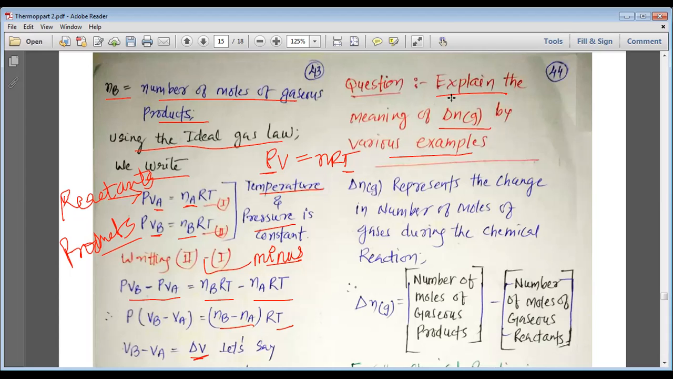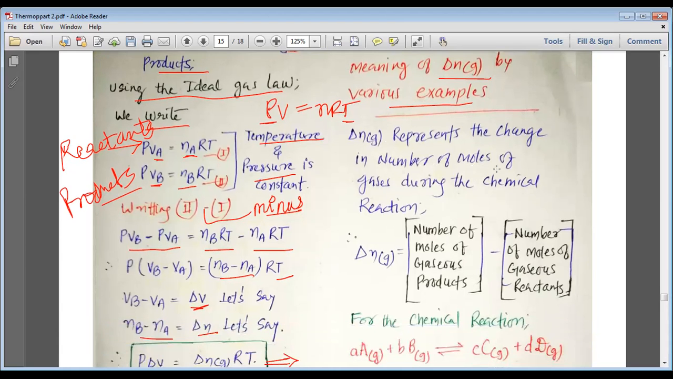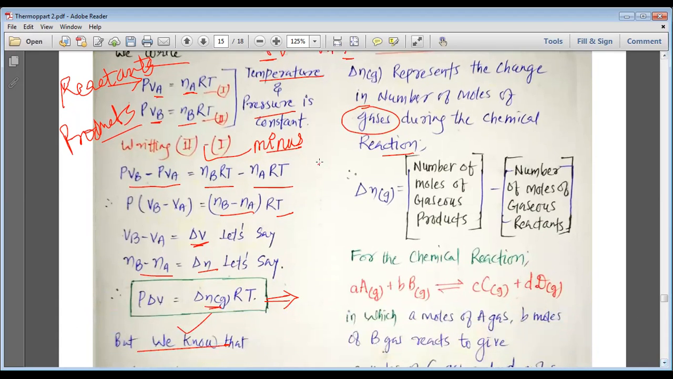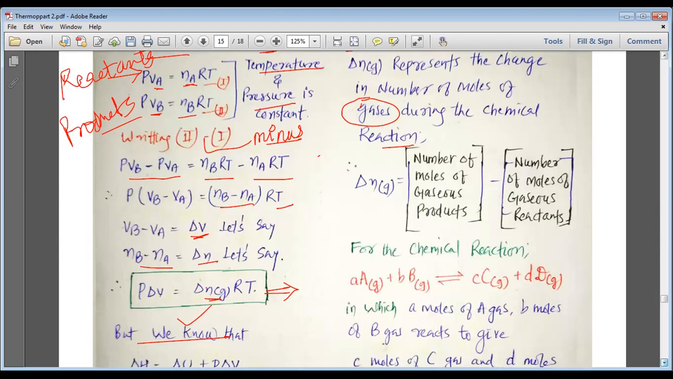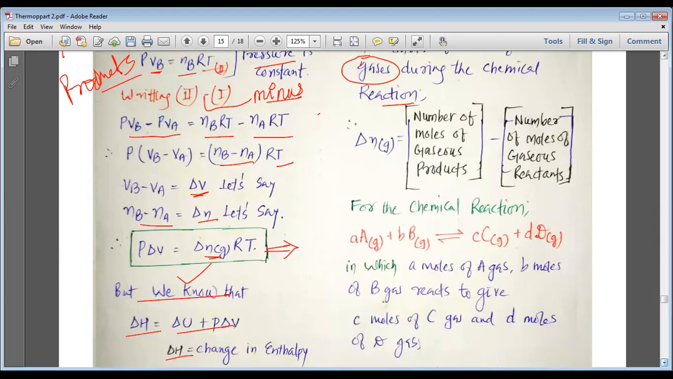So here we want to study the meaning of delta N gas, which we will study by using various examples. Delta N gas represents the change in the number of moles of gases during chemical reactions. Remember, here we are talking about only the number of moles of gaseous reactants or gaseous products. If the reactant or product is solid or liquid, we are not going to consider it for the calculation of delta N gas.